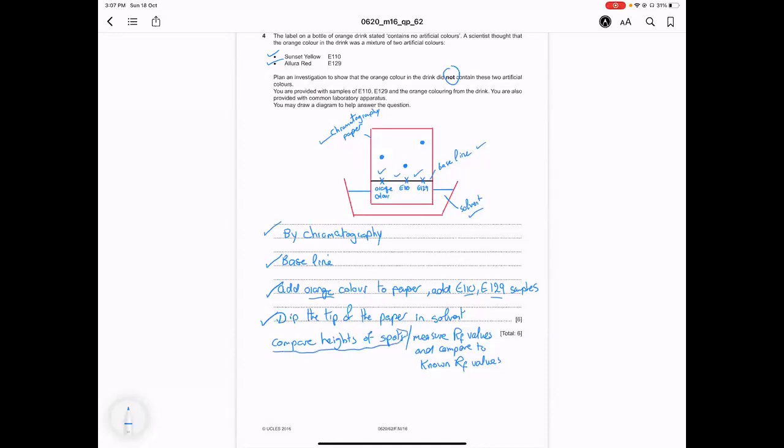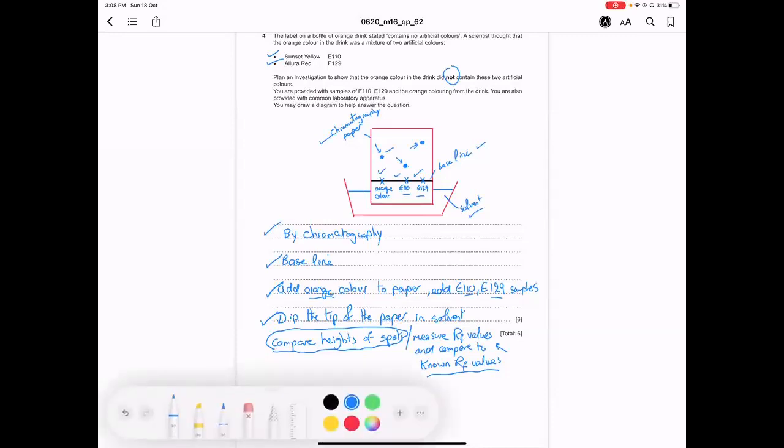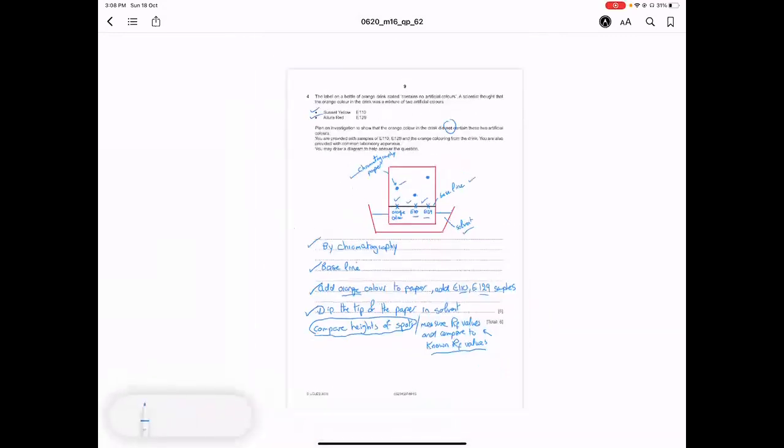You either compare the heights of the spots to prove that the colorings are not in the orange drink, okay? And if you just drew, you must draw the colorings like this. None of the two food colorings should be present in the orange sample. Or you can say measure Rf values and compare to standard known Rf values. You will measure the Rf value of this spot, okay, and you will compare it to the known values of E110 or E129 to prove that they were not present in the orange solution.